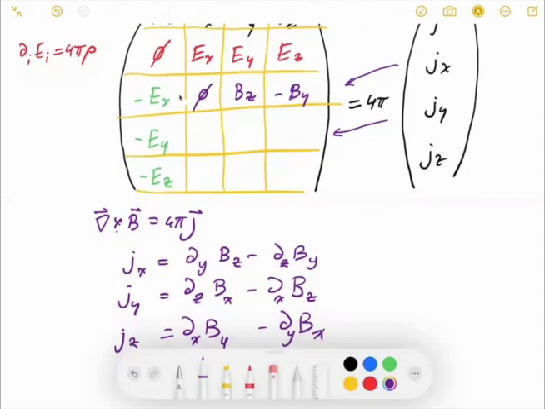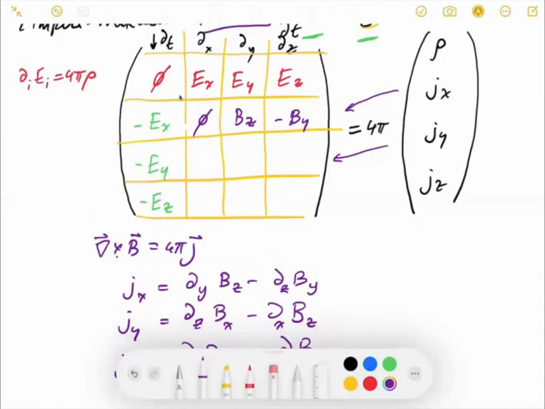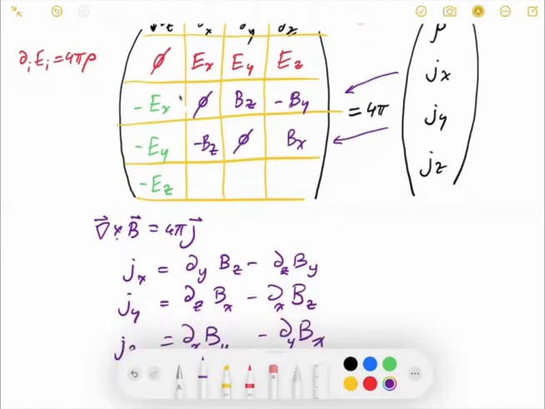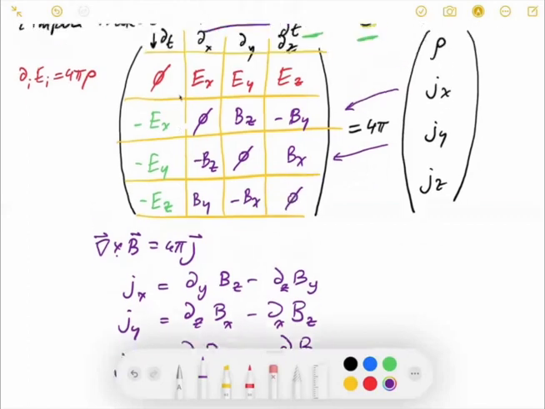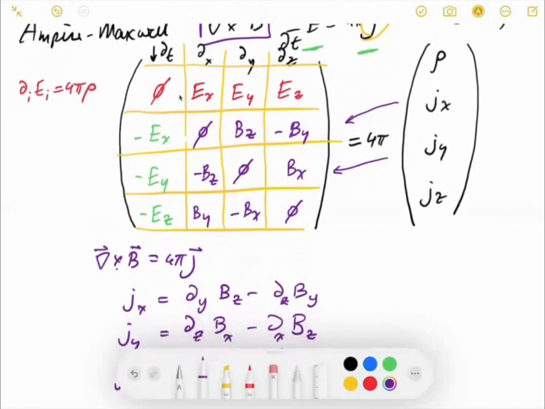So jy, so the z partial, which is the last column, is going to be bx. And the first one is going to be minus bz. And then this is 0. Okay. And then the last one, this is going to be dx by. And this is going to be dy bx with a minus. And this is 0. All right. So now we have all the right components.